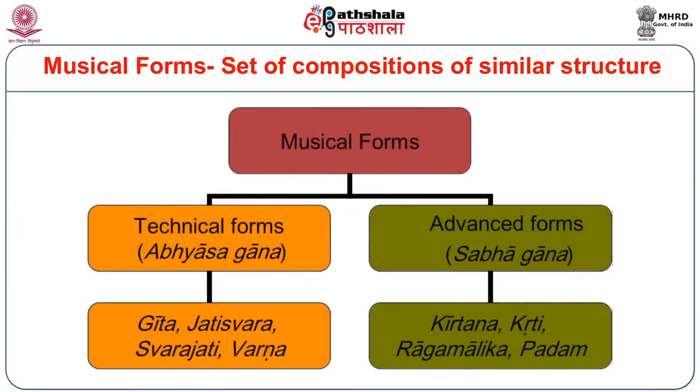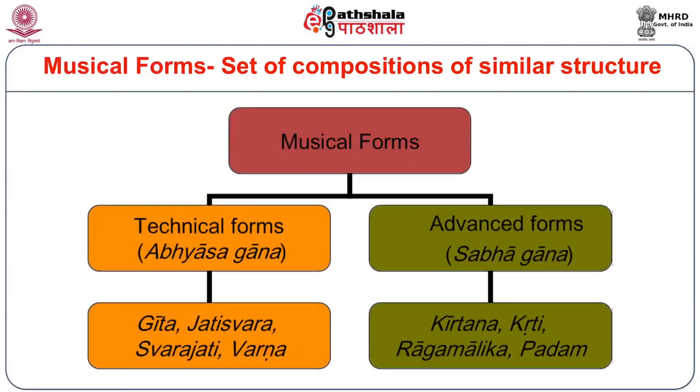Now let us look into the next concept, musical forms. Musical forms are sets of compositions having a definite or similar structure. In Karnataka music, musical forms are classified into two main groups. They are the technical forms, those belonging to Abhyasa Gana, and the advanced forms, those belonging to Sabha Gana. Technical forms are the musical forms meant for beginners and learners of music. These forms help us get the basic knowledge and preliminaries of Karnataka music.